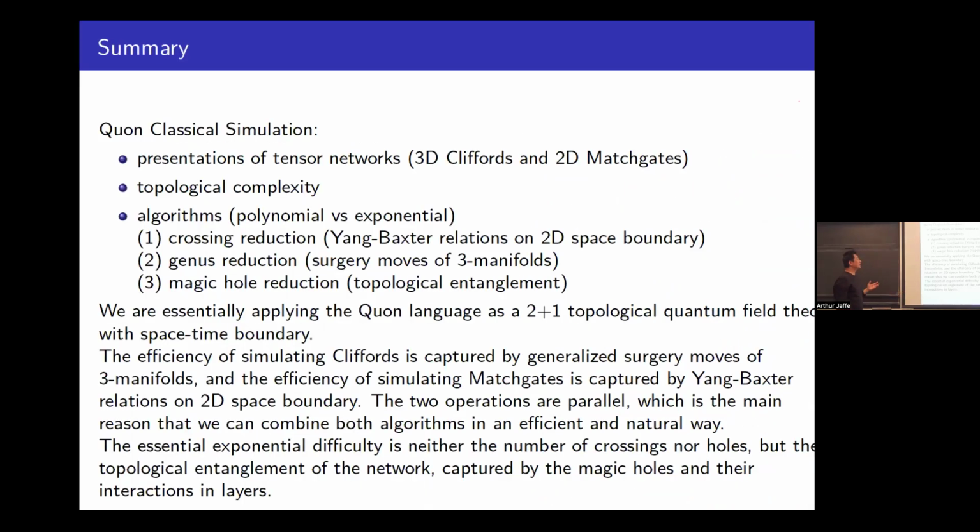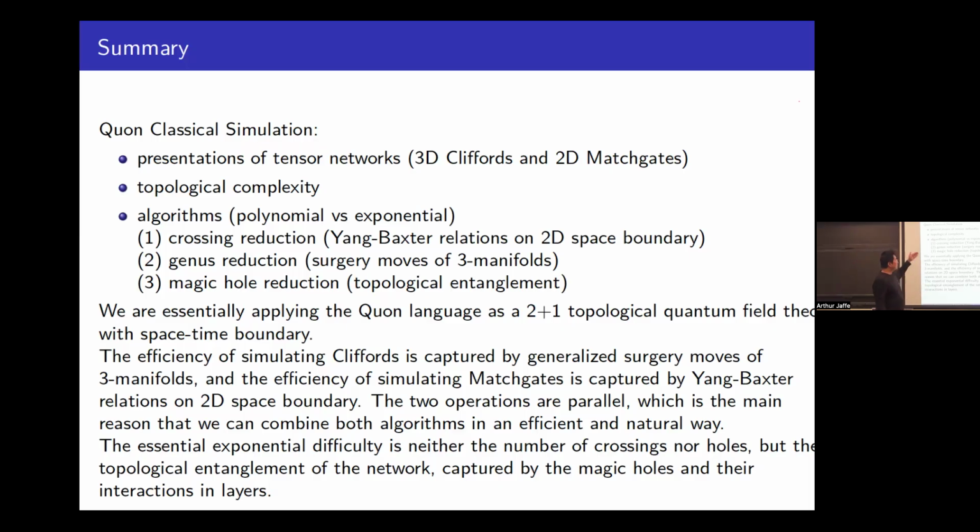So now in summary, this Q1 language for classical simulation first gives us natural presentations of tensor networks, and it's universal. In particular, the Cliffords are essentially the three-dimensional structure captured by manifolds and Brilliance in manifold. And match gates are captured by 2D structure on the boundary. And this gives a topological complexity to describe those kinds of topological entanglements of the network. And then we design the algorithms to show what can be exponential, what can be polynomial, and to see where the quantum advantage is coming from.